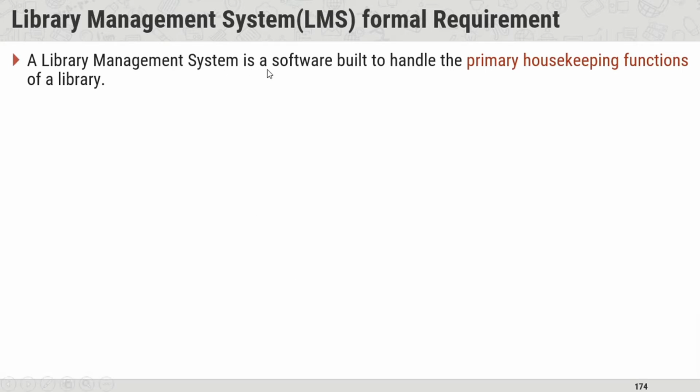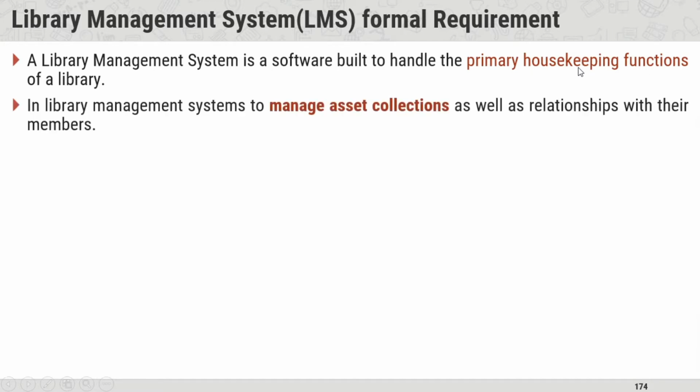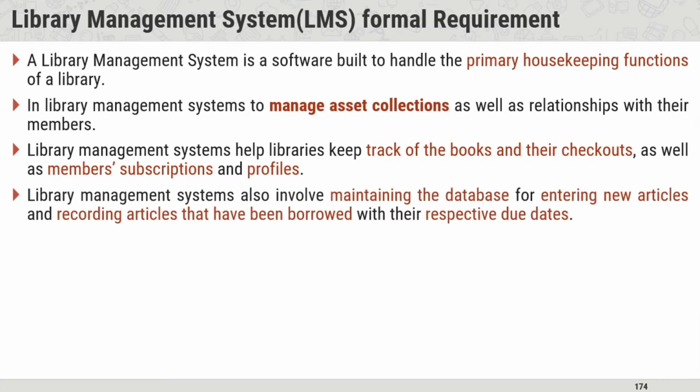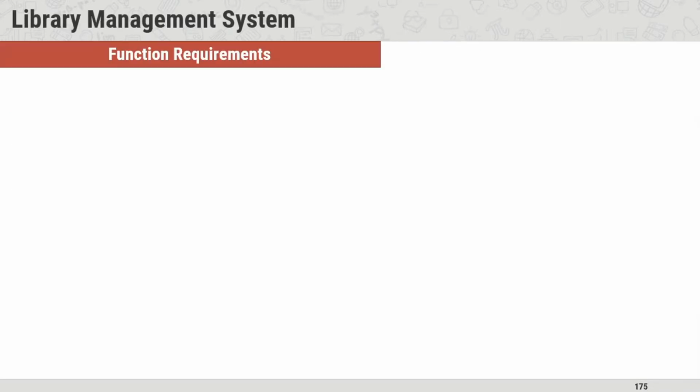A library management system is software built to handle the primary housekeeping functions of a library. It manages a set collection as well as relationships with their members. It helps libraries keep track of books and their checkouts as well as member subscriptions and profiles. Library management systems also involve maintaining the database for entering new articles and recording articles that have been borrowed with their respective due dates. So this is what we exactly do with a library management system.